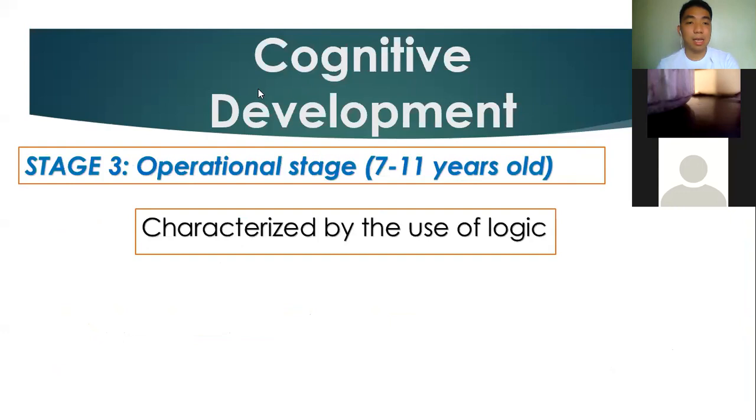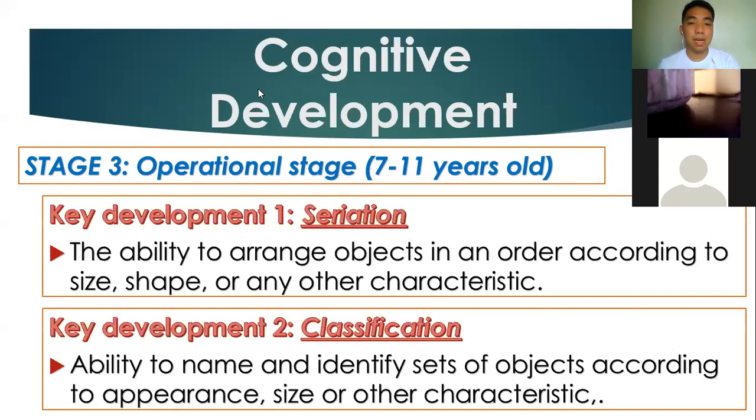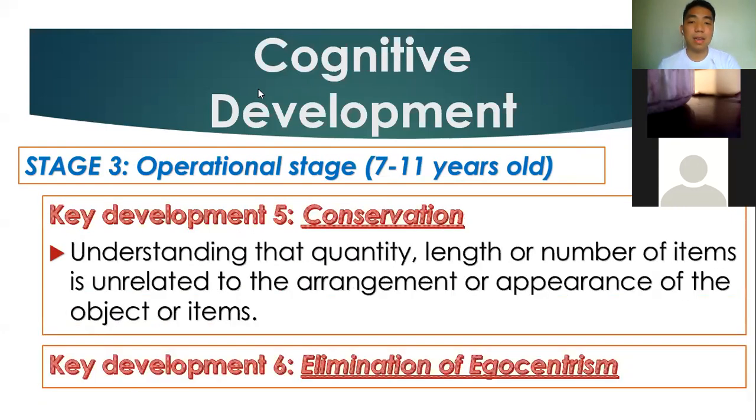These are important. At the concrete operational stage, it is when the child starts to use logic. Don't forget that. We use necessary reason. Observation, classification, decentering, reversibility, conservation, elimination of egocentrism.